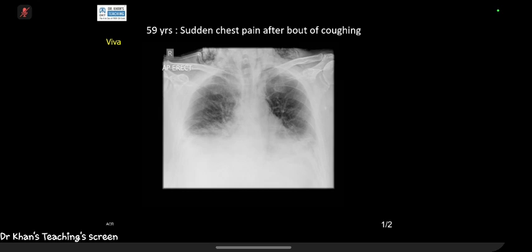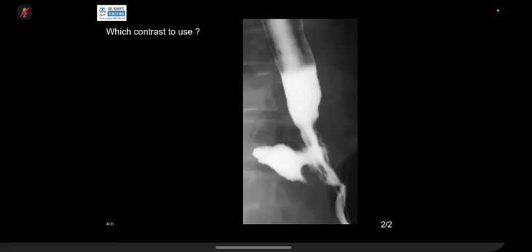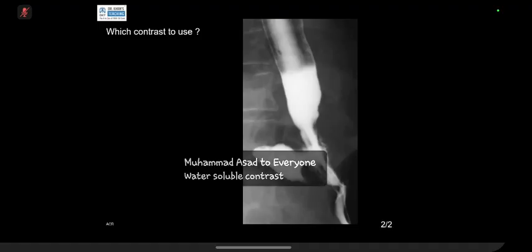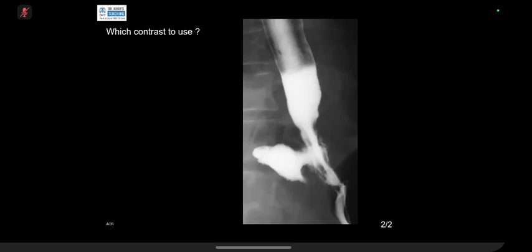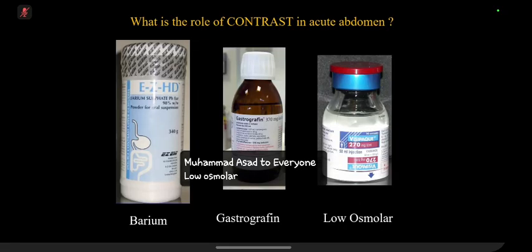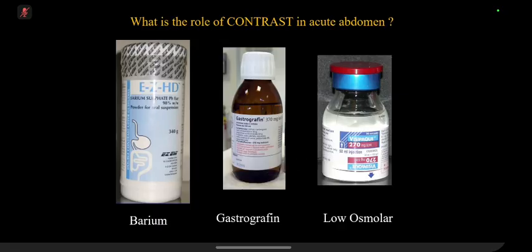Which kind of contrast are you going to use? Critical question. Say again, which contrast? Gastrografin. How many for gastrografin? A few. Any other ideas? Water. So gastrografin is water soluble. There is another word which you might like to use. Hint, there is something else. Low osmolar. Low osmolar. Critical. This is a black and white pass or fail in the radiology exam.